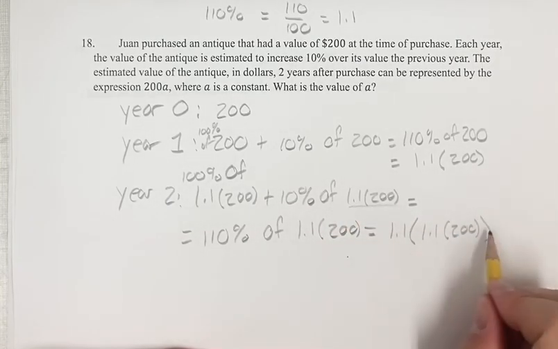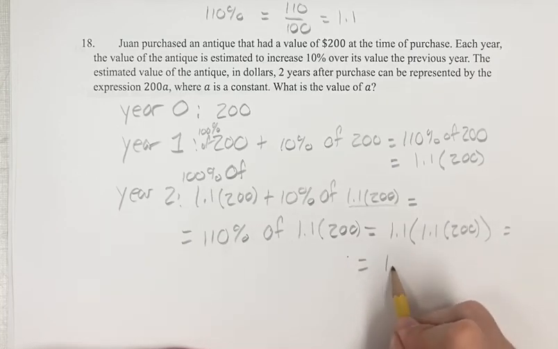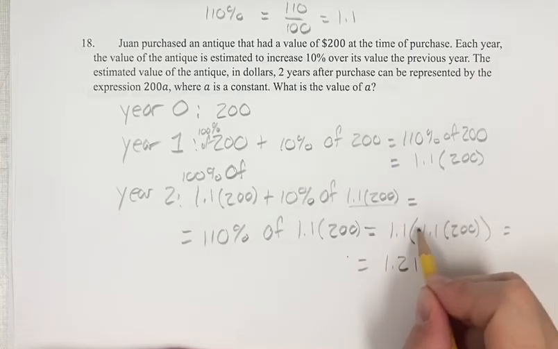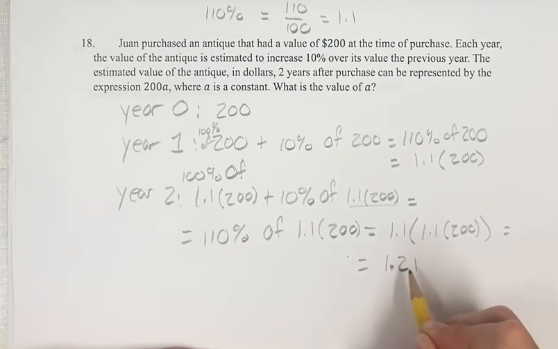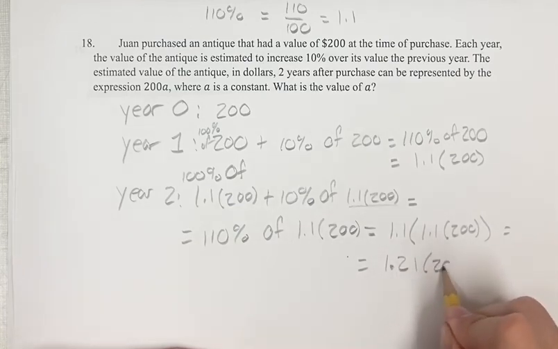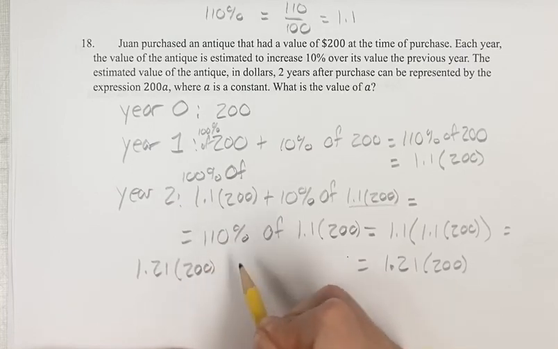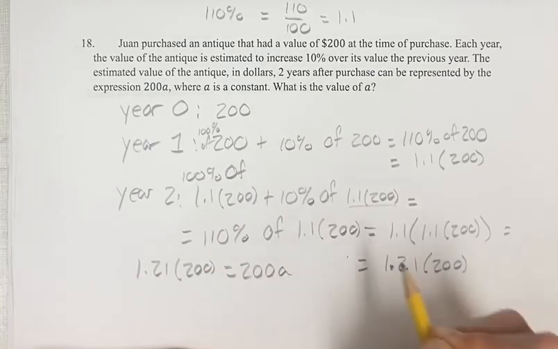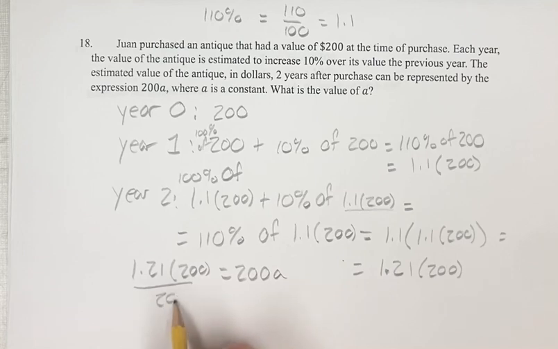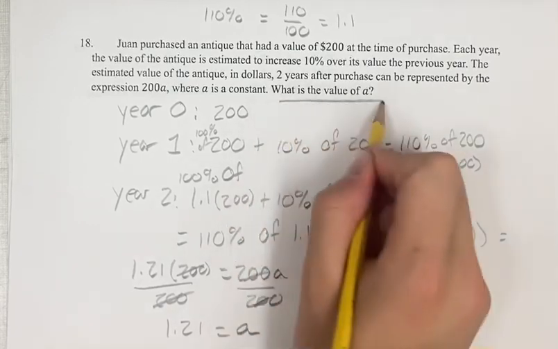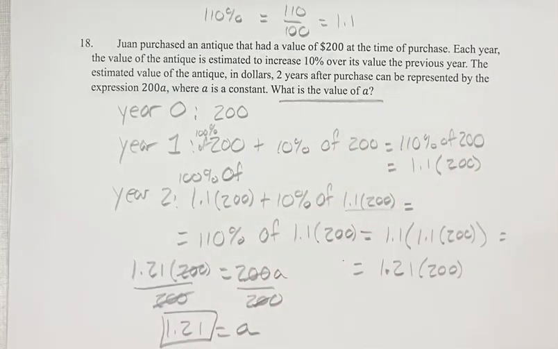1.1 times 1.1 is 1.21, right? 11 times 11, you can think of this and then just move the decimal point in, times 200. And we're told that 1.21 times 200 is equal to 200A. If we divide both sides of this equation by 200, these cancel, we get 1.21 is equal to A. We're asked what is the value of A, 1.21 is going to be your final answer.